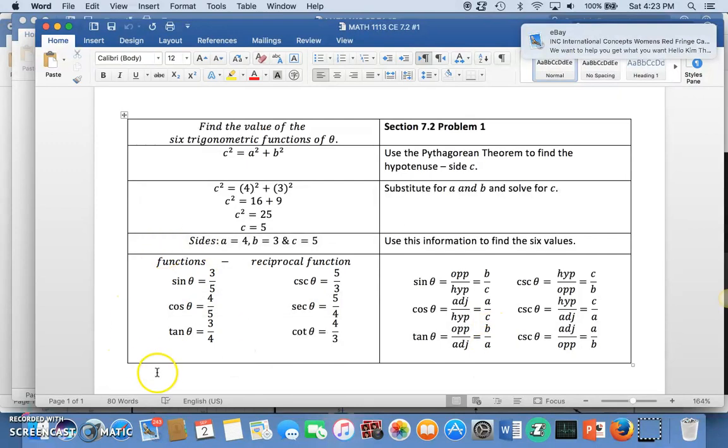Once I find these, I just come in and do the reciprocals. The reciprocal of sine is cosecant. The reciprocal of 3/5 is 5/3. Cosine's reciprocal is secant, so when you flip that fraction, you get 5/4. Tangent's reciprocal is cotangent, and when you flip that, you get 4/3. This is very important that you understand how to get these 6 trig functions from any triangle, one of the most important sections for trig.